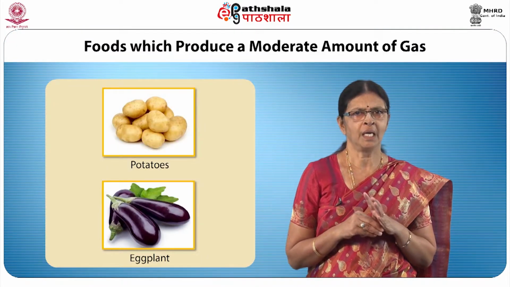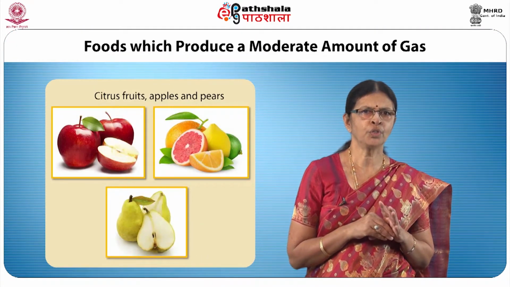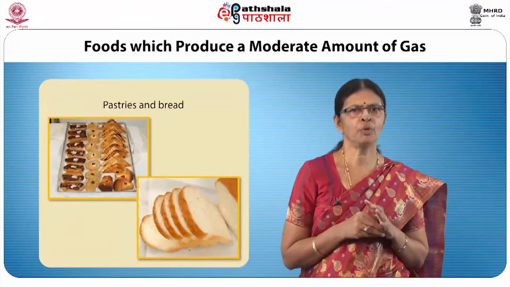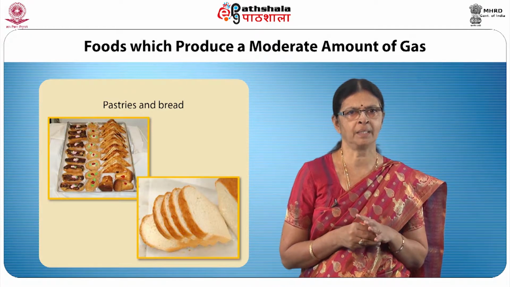Foods which produce a moderate amount of gas are potatoes, eggplant. In fruits, citrus fruits, apples and pears. In carbohydrates, pastries and bread.